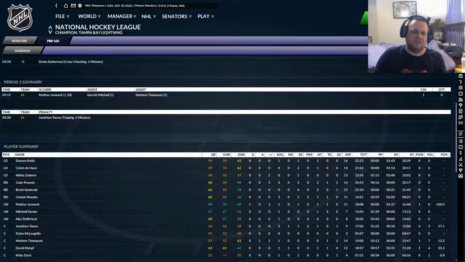TK and GV. So TK is a takeaway. Basically what that means is you stole the puck from an opponent in one way or another. So maybe you hit him and then took the puck and went away with that. That's a takeaway. If you intercept a pass and keep control of the puck, that's a takeaway. If you come from behind a player, lift his stick, and take the puck and get away with it, that's also a takeaway.